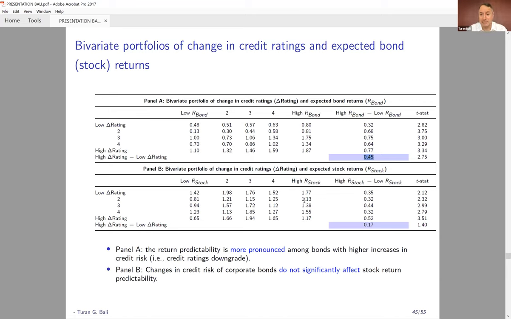And when we replicate this for stock portfolios, these are the 1 month ahead expected return forecasts of individual stocks using stock characteristics only. Double sort based on ratings downgrade, or changes in credit ratings, and stock return forecast. As you can see, there is a significant return spread, smaller, but the diff and diff test does not yield a significant difference in return spread. It's only 35 basis points versus 52 basis points. The spread of the spread is only 17 basis points per month and insignificant. So that's why stock return predictability is not driven by ratings downgrade.